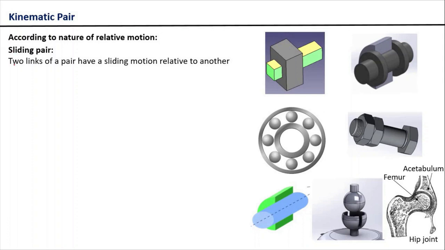As the name suggests, in the sliding pair, the two links will have a sliding motion relative to each other. Such a pair is also called a prismatic pair or translatory pair.